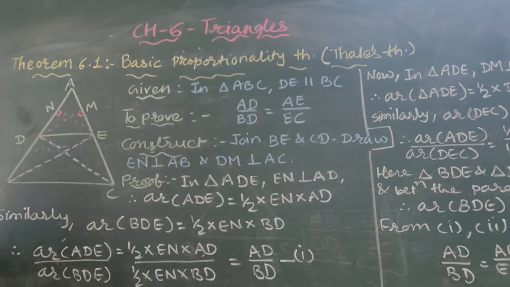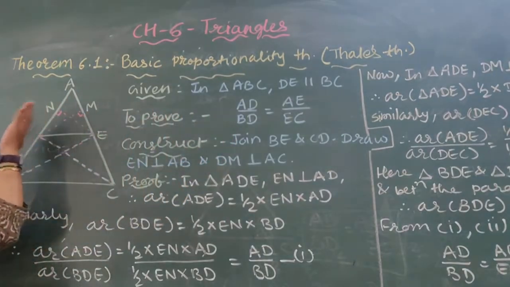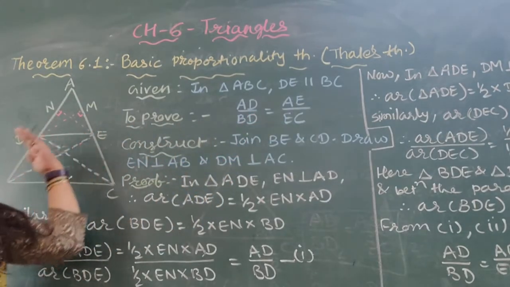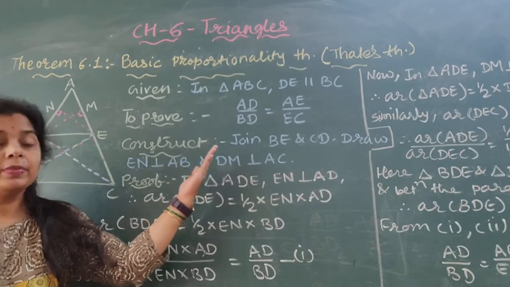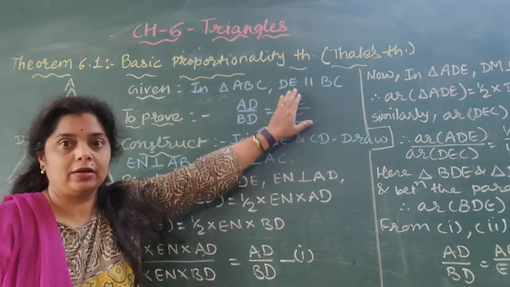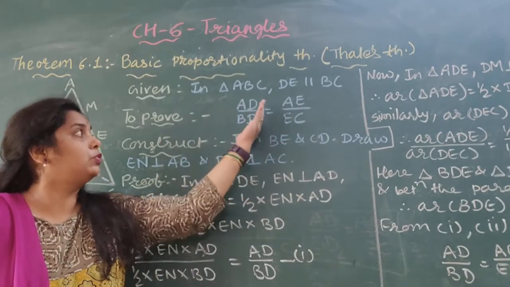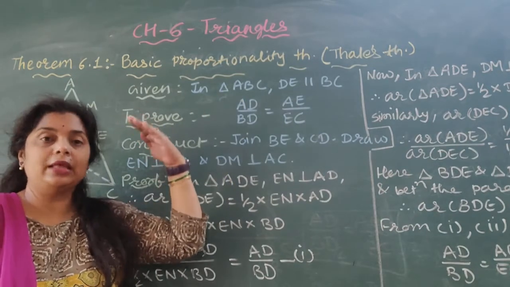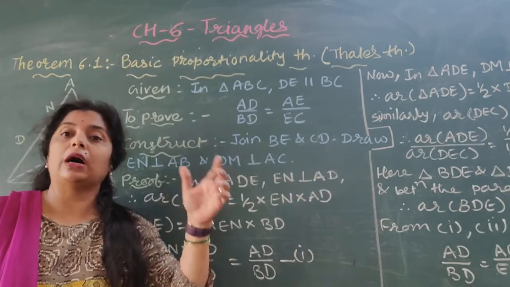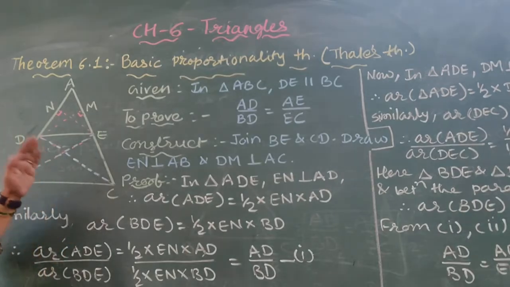Now if you see, to prove AD by BD, it is on the left hand side, and AE by EC, it is on the right hand side. Okay, so to prove left hand side and right hand side are equal, first of all we have to take turn by turn. We have to clear the left hand side first, then we will show the right hand side, and then we will show that both are equal. Okay, so listen carefully and see carefully.